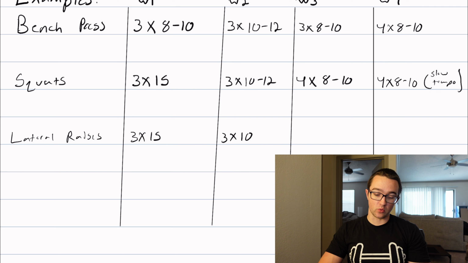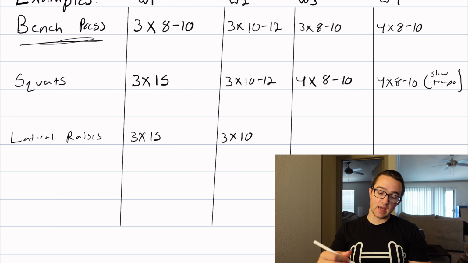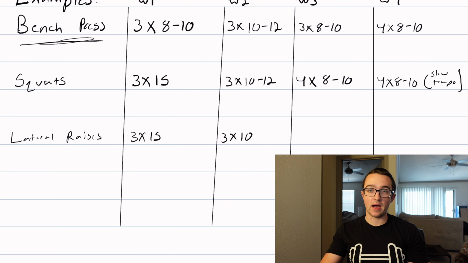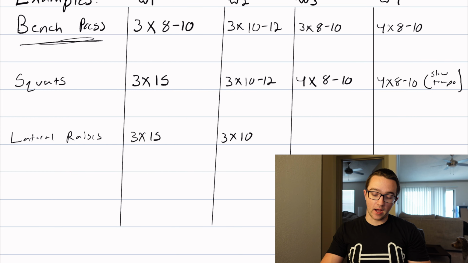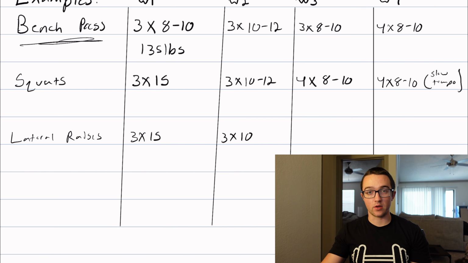So for the first one, for bench press, say week 1, it is 3 by 8 to 10. So 3 sets of 8 to 10 reps, right? That's going to be where you're starting out, and say you hit 135. So you have 1 plate on there for your first week. Then you go into the next week, and that same exercise is on there.